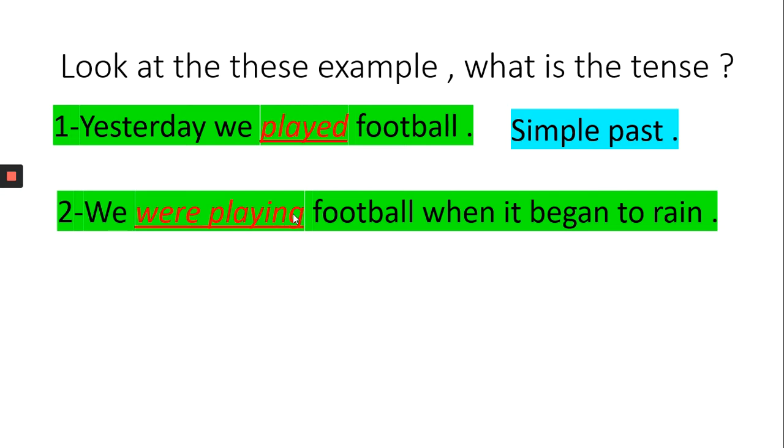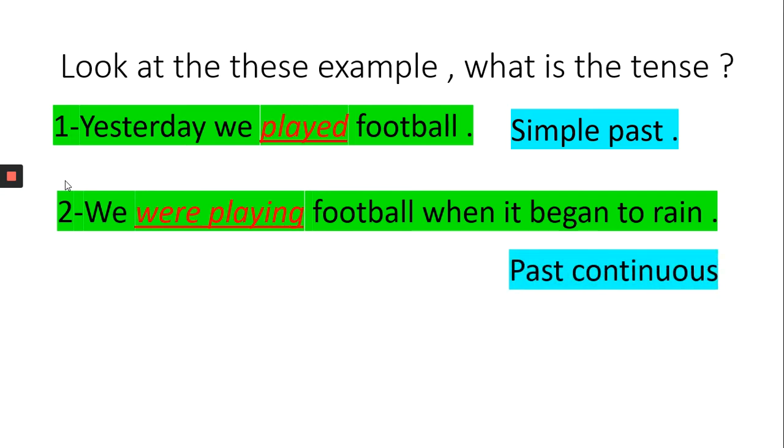What about number 2? We were playing football when it began to rain. So what about the verbs were playing? We have a plural subject, we, the people who did the action, and the verb were, which is a plural verb. We have was and were. I was playing, we were playing. So was is for singular and were is for plural. And playing is the verb play plus ing. So the tense here is not simple past, it is past continuous.